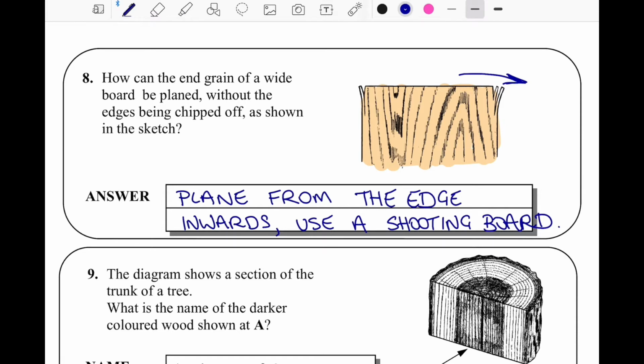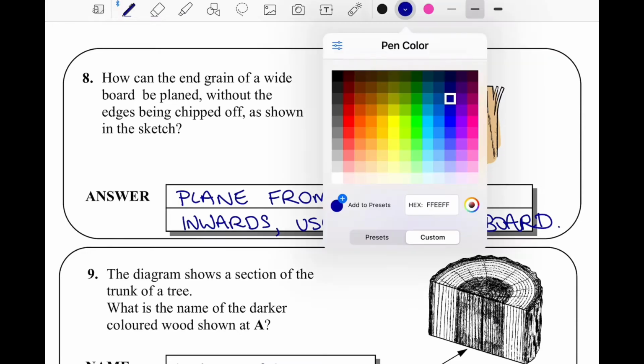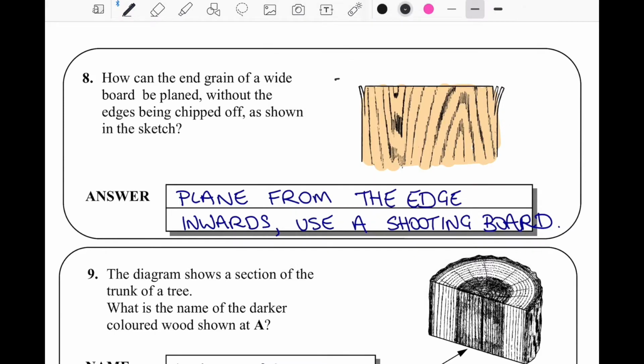And counteract is the right word for it, because it's how do I go against it? And what you should do is you should actually plane from the outside inwards. So I'd start at this corner and I'd plane inwards. I'd go over to this corner and I would plane inwards as well. Okay, and I'd meet in the middle.